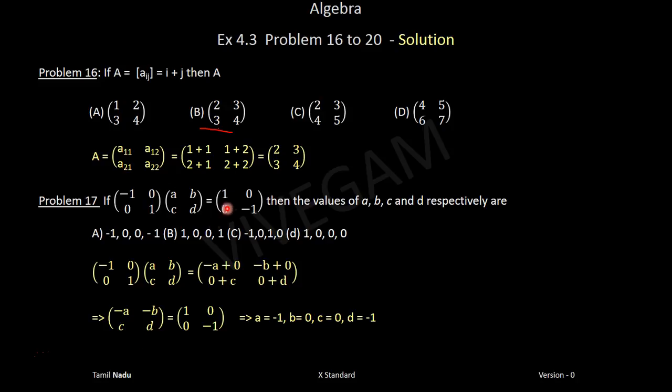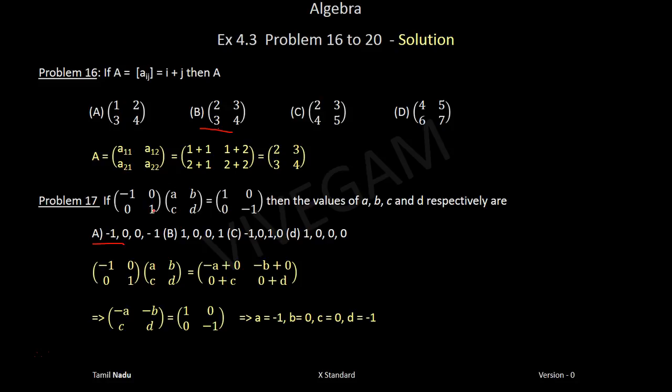But we know that this matrix is equal to this one, right? So you can see the two matrices are equal, which means the corresponding elements are equal. So minus A equal to 1, or A will be equal to minus 1. Minus B equal to 0, or B will be equal to 0, and C equal to 0 and D equal to minus 1. So we got the values here: minus 1, 0, 0 and minus 1. So here you'll have to check which one it is. Minus 1, 0, 0, minus 1. So it is option A.